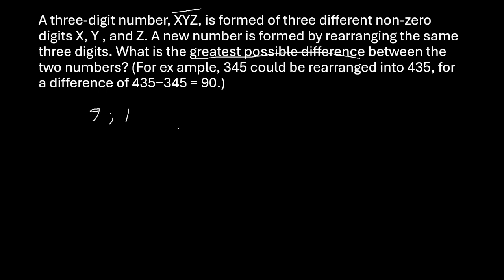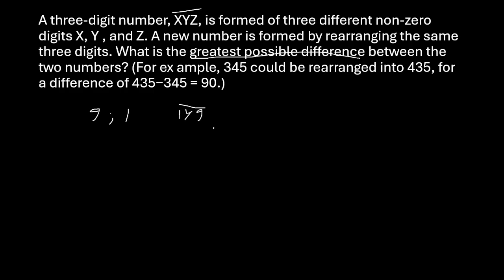So what would a number like this look like? Well, let's say that XYZ would be 1, Y, 9. So that is a number. Y is a digit here. So it would be like 129, 139, 149. 119 couldn't be because they are different.